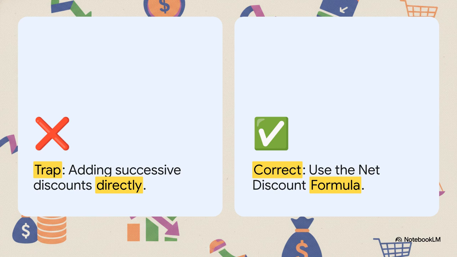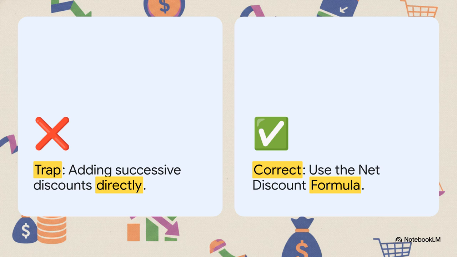Trap number 1 is fatal, but honestly incredibly common. Adding successive discounts directly. If a store offers a 20% discount followed by a 10% discount, the trap is thinking you're getting 30% off. You aren't, not even close. Instead, you have to use the net discount formula. D1 plus D2 minus D1 times D2 over 100. So 20 plus 10 minus 2 equals a true net discount of 28%.